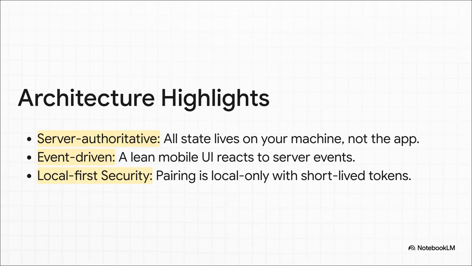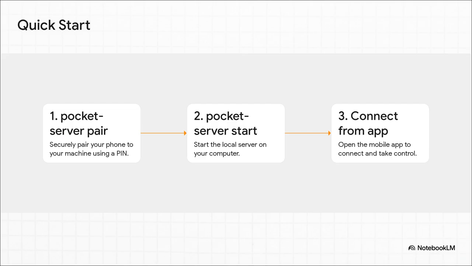First, it's server authoritative. That's just a technical way of making a simple promise. Your code, your data, your conversations, they never, ever leave your machine. Nothing is stored in the cloud. The phone app is just a thin, responsive interface. And the security is local first. You pair your phone one time on your own local network, and after that, all the communication is locked down with secure, temporary tokens. And getting started is ridiculously simple.